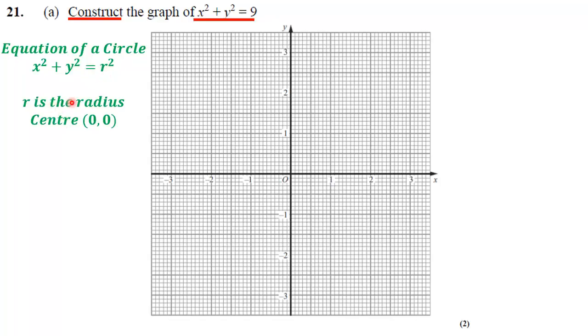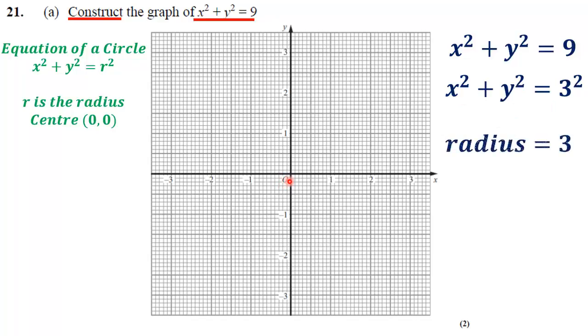R is the radius of the circle, and the center of the circle in this particular case is always 0, 0. So x squared plus y squared is equal to r squared. R is the radius of the circle. So in this case, remember that value there, I need to square root it to find what r is, and I'll be doing the same thing here. So in the case of this particular circle, the radius is going to be 3. Okay, so it's 3 squared, which gives me 9. So the radius is going to be 3, and the center is 0, 0.